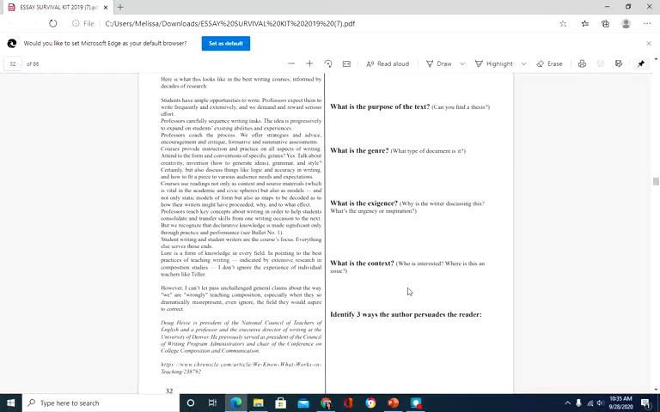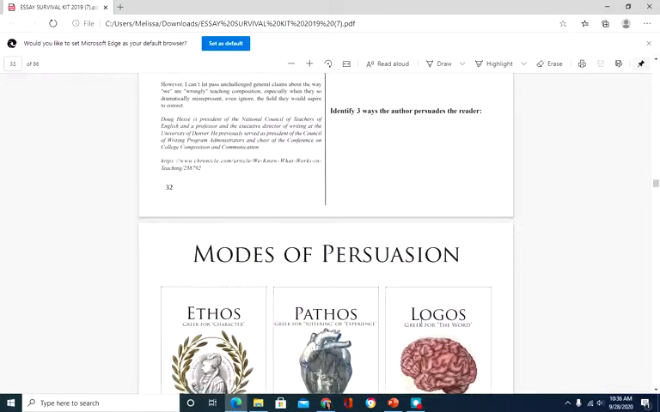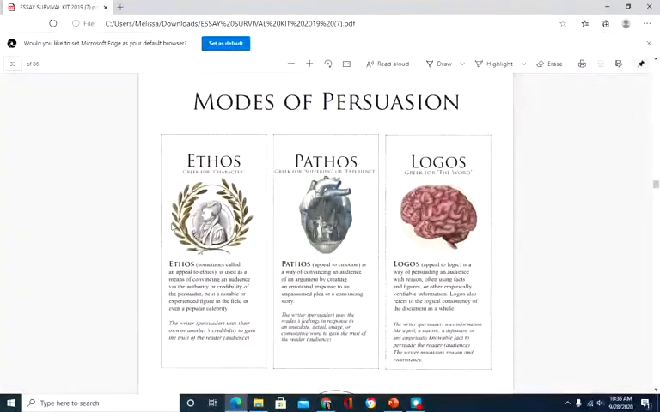All of that contributes to the context and the exigence and the urgency. And you have to become aware of that and establish it in order to analyze the text. Then you have to identify at least 3 ways that the author is attempting to persuade the reader. So, those might not be limited to the modes of persuasion, ethos, pathos, and logos.